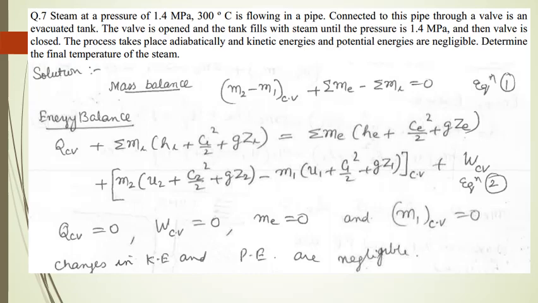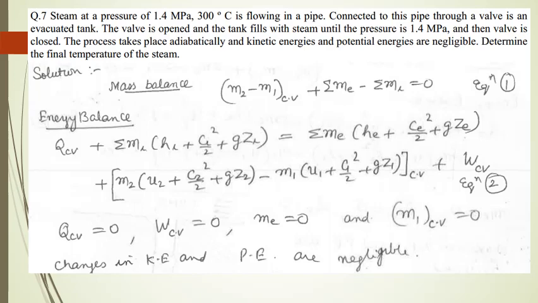Moreover, the tank was evacuated. Basically, tank is here forming the system. Tank is the part of system. Basically, tank is the system. So it was evacuated initially. It means M1 is going to be 0.